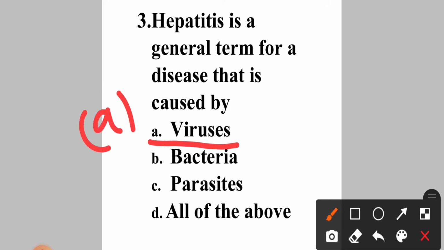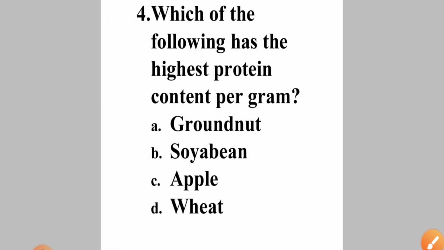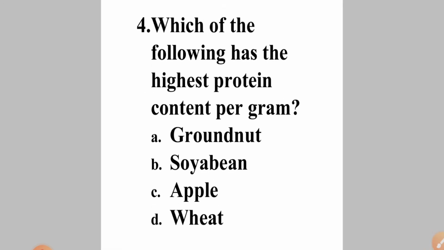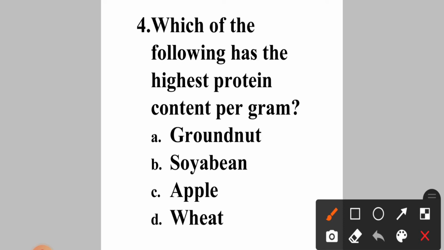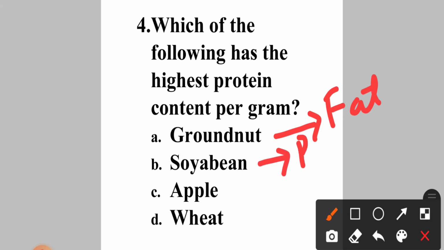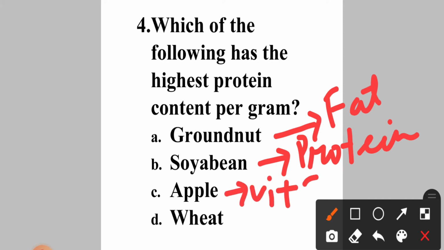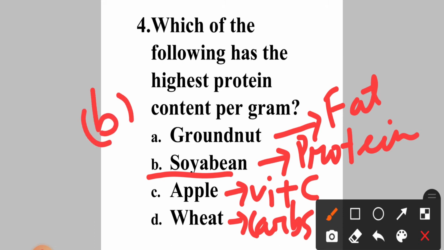Now come to question number 4. Which of the following has the highest protein content per gram? A, groundnut, B, soybean, C, apple, D, wheat. Okay, so in groundnut the main source is fat. The protein content is 22 to 30% of its total calories, whereas soybean has the highest protein content, and apple is the main source of vitamin C and wheat is the main source of carbohydrate. Okay, so here it is asked highest protein content per gram, so the answer will be option B, that is soybean.